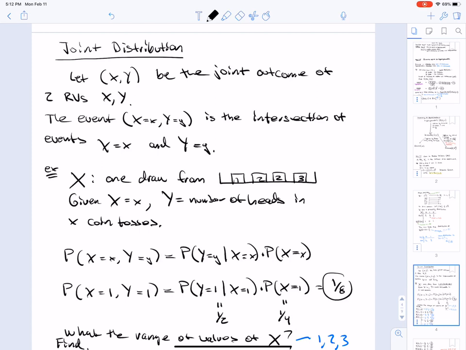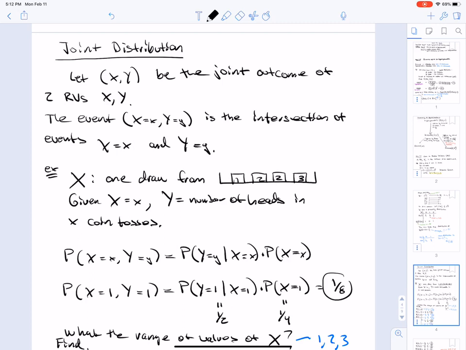So now for joint distributions, let X and Y be the joint outcome of two random variables. So when we write X equals x, Y equals y, that's the intersection of these two events. So for example, if X is you draw from this box with 1, 2, 2, 3 in it, and given X is x, Y is the number of heads in x coin tosses.